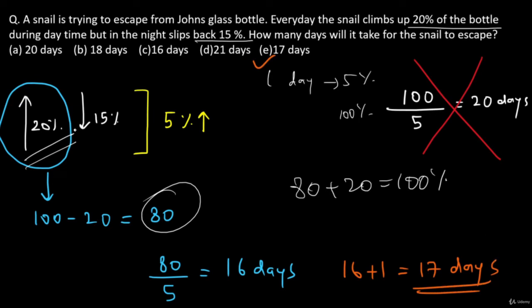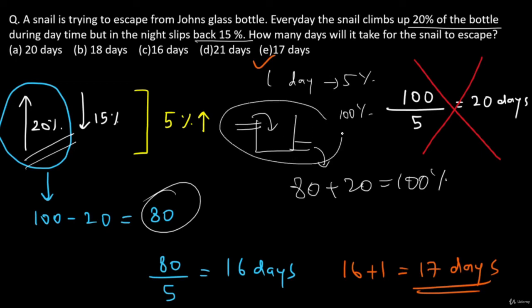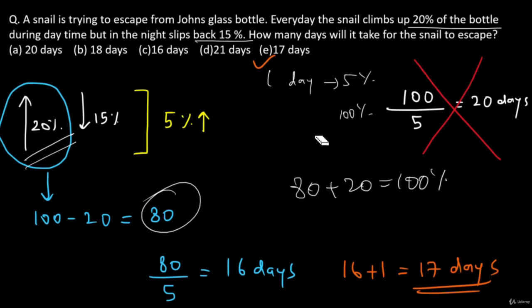Now the problem over here is this does not happen simultaneously, right? In questions where we had a pipe filling the tank and at the same time another pipe draining the tank, these two things were happening simultaneously. But over here, it's not simultaneously, it's one after the other. That's why you need to be careful with these type of questions. And the correct answer to this question is 17 days, which is answer option E.